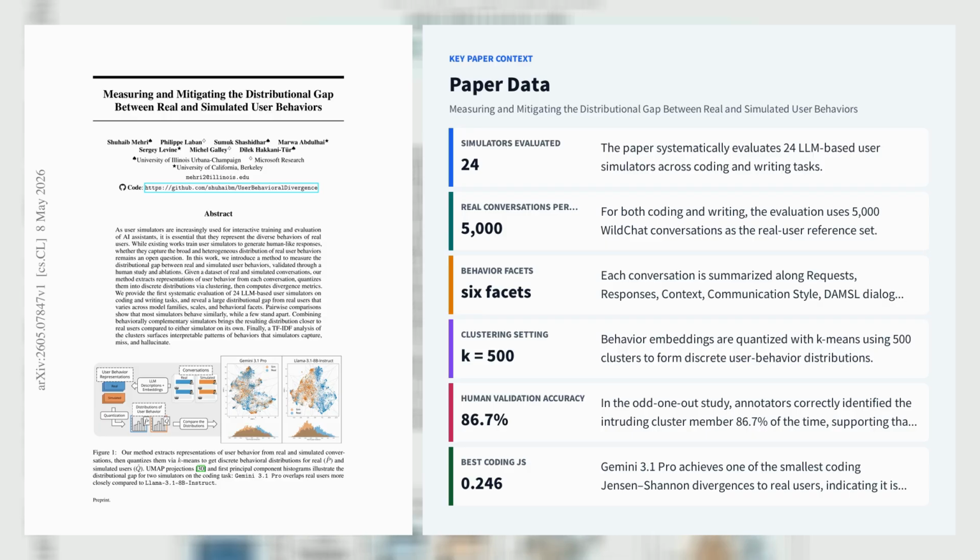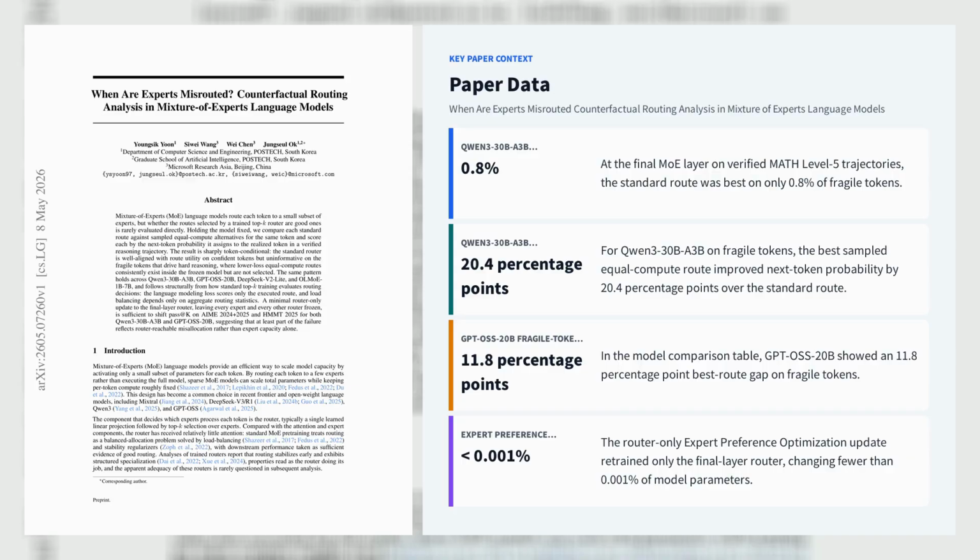Let's explore the third paper, When Are Experts Misrouted? Counterfactual Routing Analysis in Mixture of Experts Language Models. This paper asks whether the expert subsets chosen by standard top-K routers in mixture of experts language models are actually the best equal-compute choices for each token, rather than merely the ones the model happened to execute.